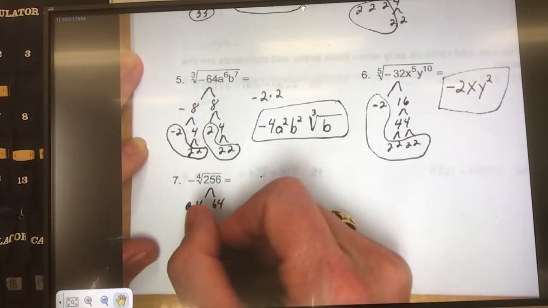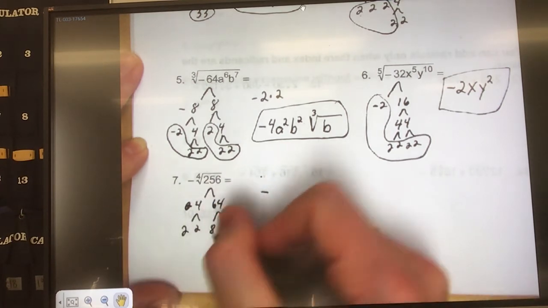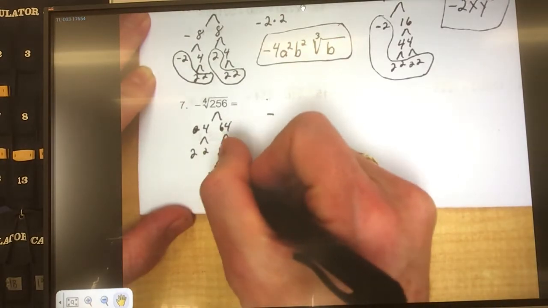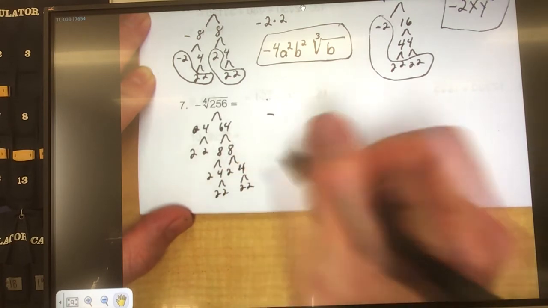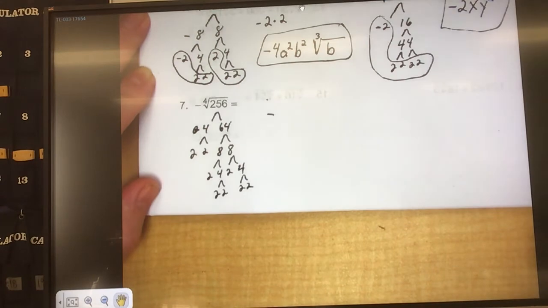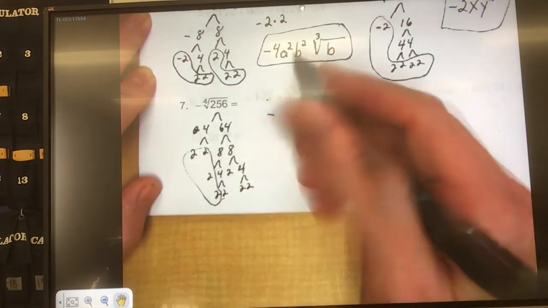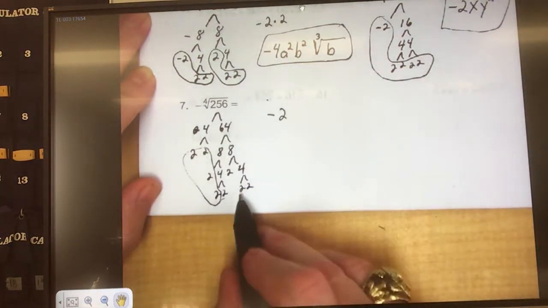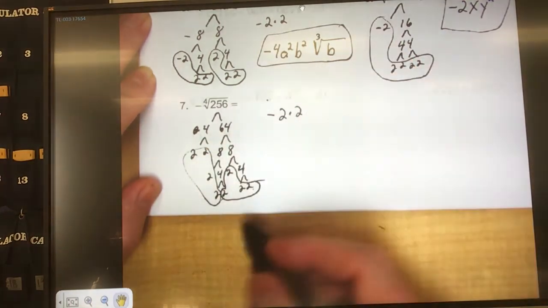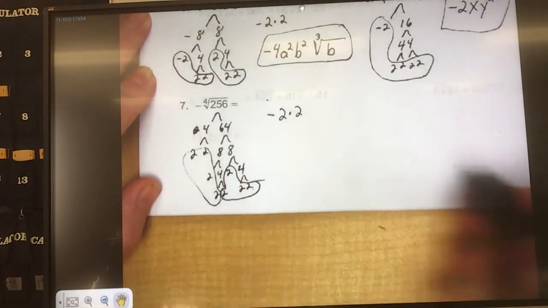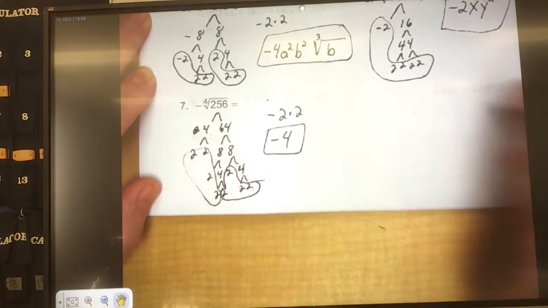Okay, 4 I break down to 2 and 2. 64, 8 and 8. 8 breaks down to 2 and 4. 4 breaks down to 2 and 2. Same thing with that 8. We're looking for how many in a pack? 4. 1, 2, 3, 4. There is one 4-pack. Bring it out one time. 1, 2, 3, 4. There's another 4-pack. Bring it out one time. And that's the end of the tree, right? There's no variables involved, so negative 2 times 2 is negative 4. Final answer. Done.